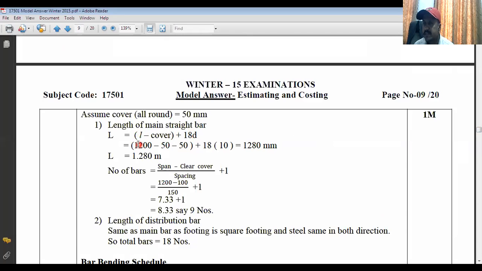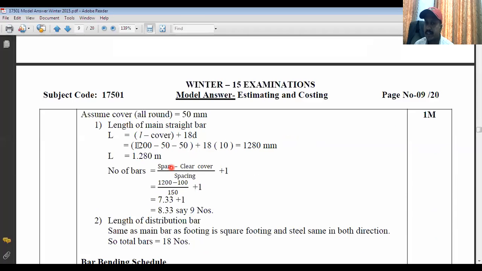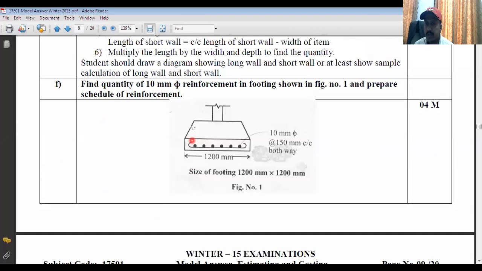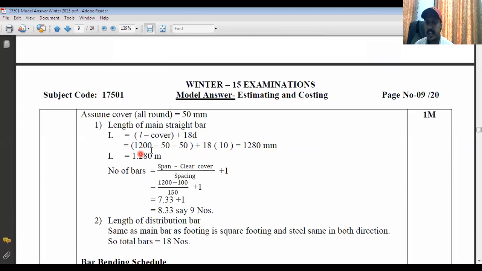So what is the size of the footing? It is 1200 mm by 1200 mm. That means the length is 1200 mm. So length 1200 minus clear cover, which you subtract from both sides, that is 2 times the clear cover, and the clear cover we have assumed as 50. So 1200 minus 50 plus 18.5 into the diameter of the bar, which is 10 mm. You will get the length as 1280 mm.